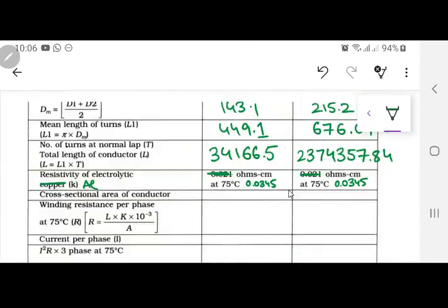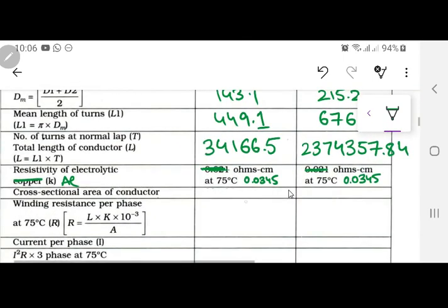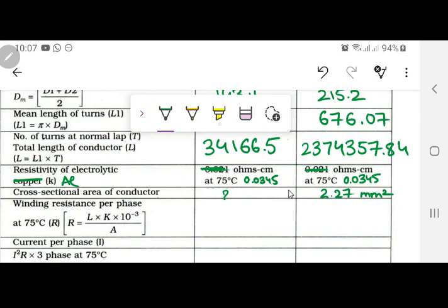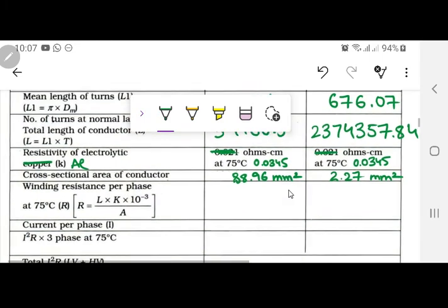Okay, what was the cross sectional area? I guess this is the very same from the last table also. How much was it? I guess 2.27. Verify this please. High voltage, sorry, 2.27 mm square. And this one is 88.96 mm square.